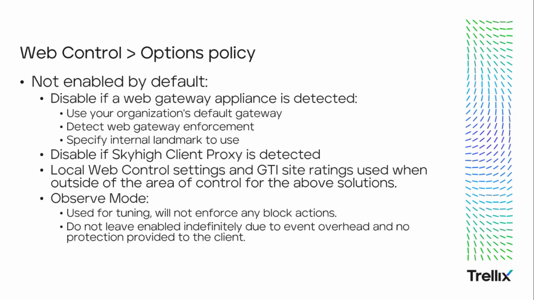And finally here on this slide, just a quick comment about observe mode. Very similar to adaptive mode on the firewall, it's going to be used for tuning. It's not going to enforce any block actions. Essentially what it's going to do is just log events and what action it would have taken if it wasn't in observe mode. So again, this is used for tuning. You don't want to have active clients in observe mode, because then web control is not offering any protection to those clients. It's also causing overhead on those clients without any protection benefit on them.